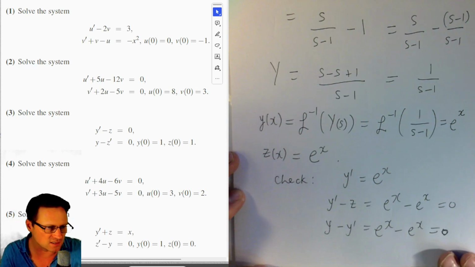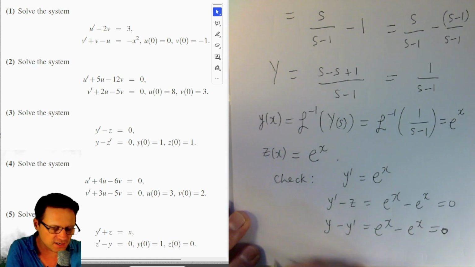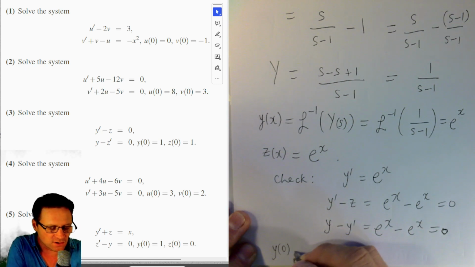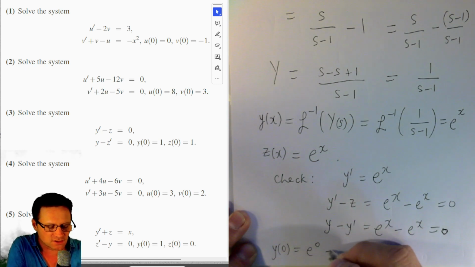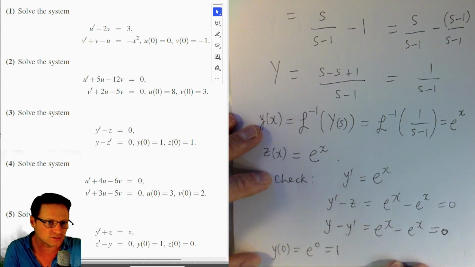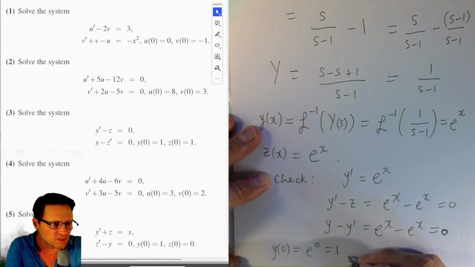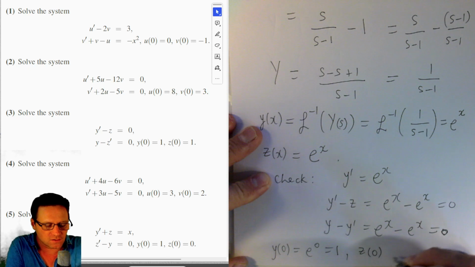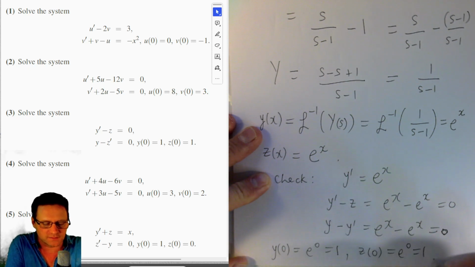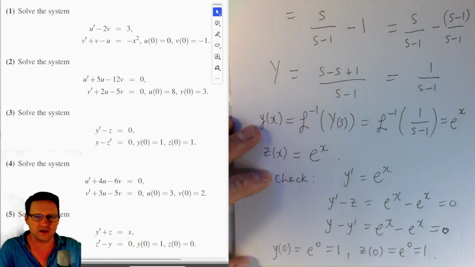Does it satisfy the initial conditions? So let's find out. y of 0 is equal to e to the power of 0, which is 1. Yes, that checks out. Okay, and similarly, z of 0 is e to the 0, which is 1. So this all checks out just fine.